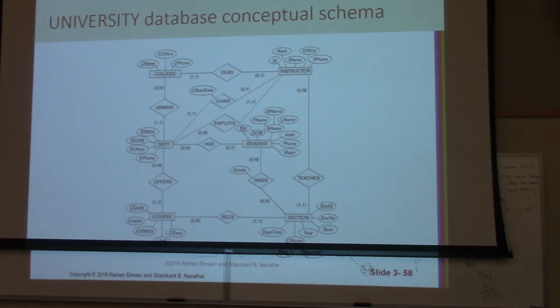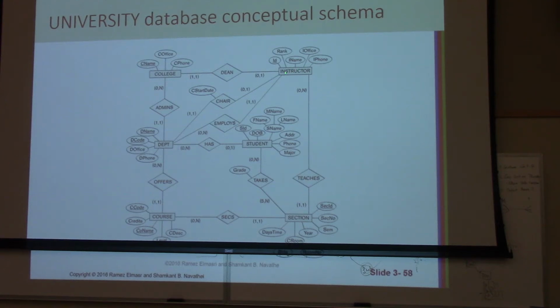For example, the college, there will be a number of colleges, right? Like the School of Engineering or Art and Science and so on. Each college has a unique name, and the college has a dean. One of the instructors will be the college dean of the college. Why? Because it's minimum 1, maximum 1. So minimum 1 dean and maximum 1 dean from the instructors.